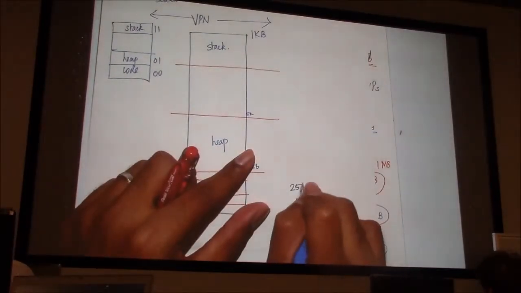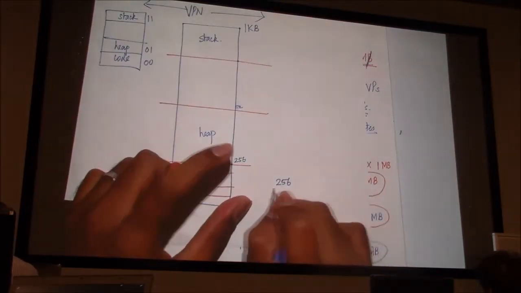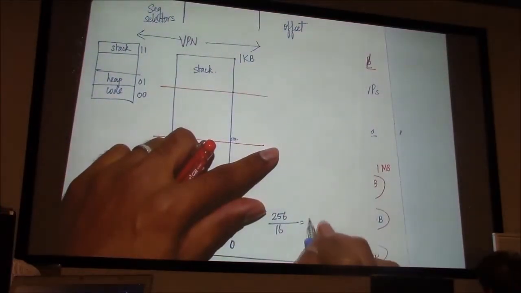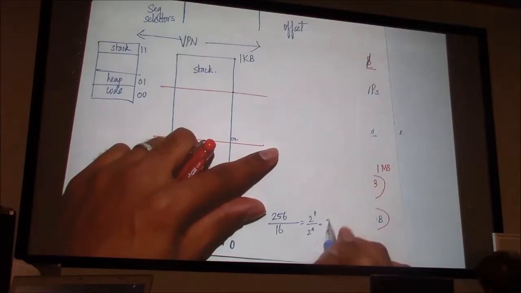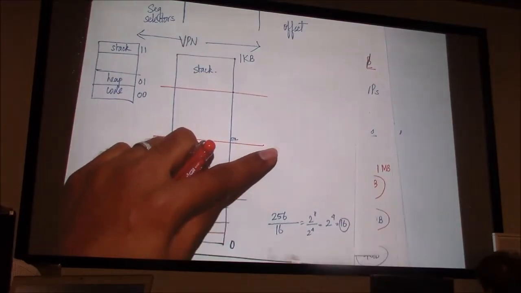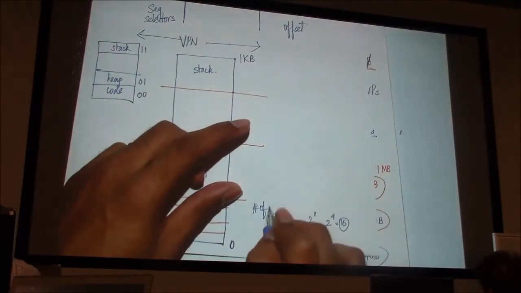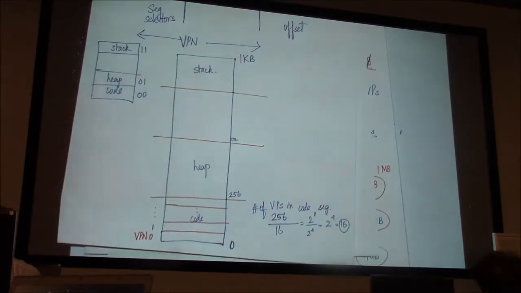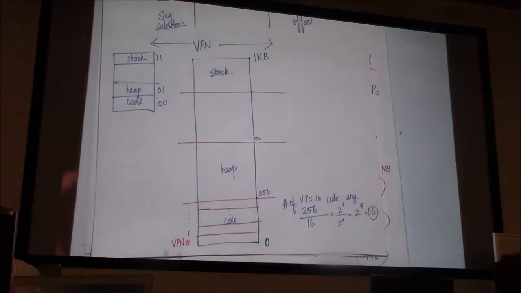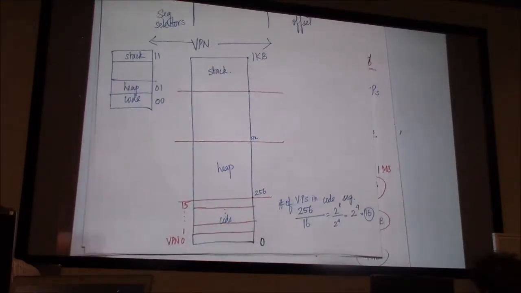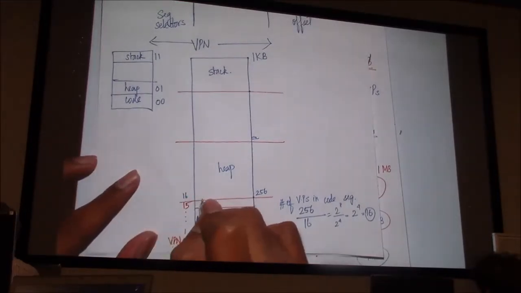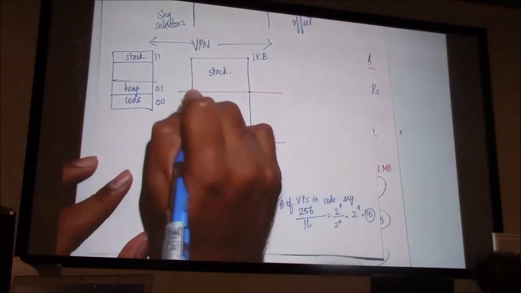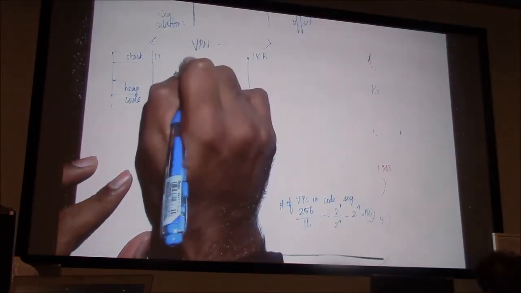256 is the number of addresses in the code segment. You divide that by the page size, 16: 2 to the power of 8 divided by 2 to the power of 4. So you get 2 to the power of 4, or 16. This is the number of virtual pages in a code segment, and this also applies to every segment. So you have 16 virtual pages in a code segment. It starts from 0 and runs till 15. Then the 16th virtual page will be in the heap and it will run till 31. Then 32 till 47, and the stack starts here with 48 till 63.